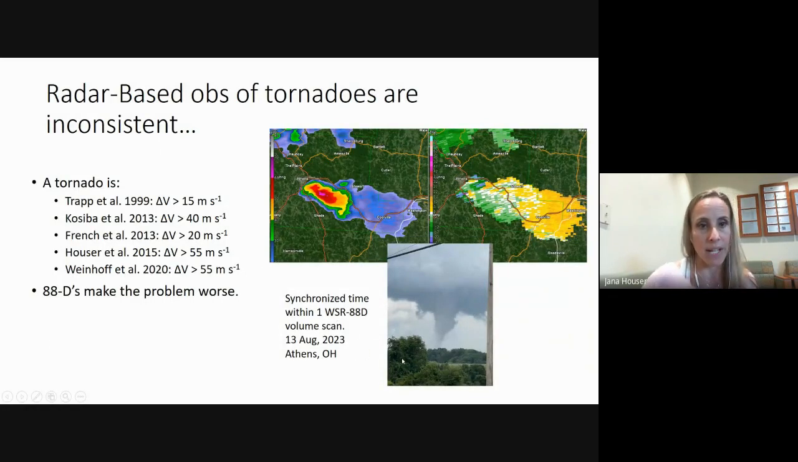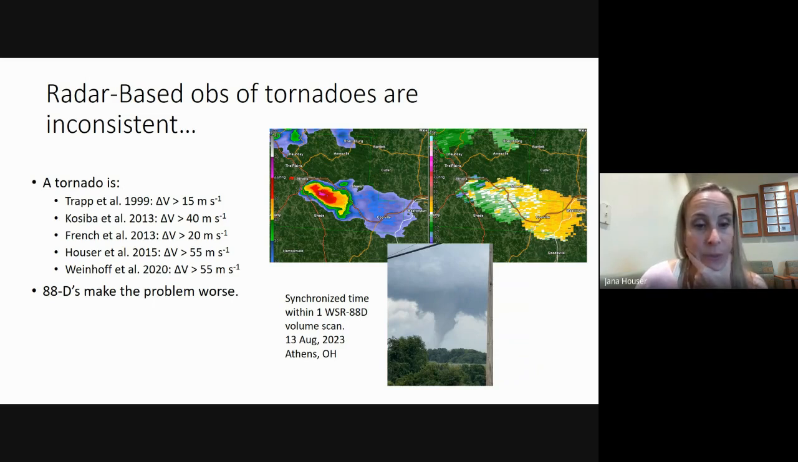So over here on the right-hand side, I have an image that is close to home for me. So this is Athens, Ohio. I live roughly right about in here. We had an interesting scenario where we had a pseudo supercell move through here. I say pseudo because the meso was not particularly persistent with time.